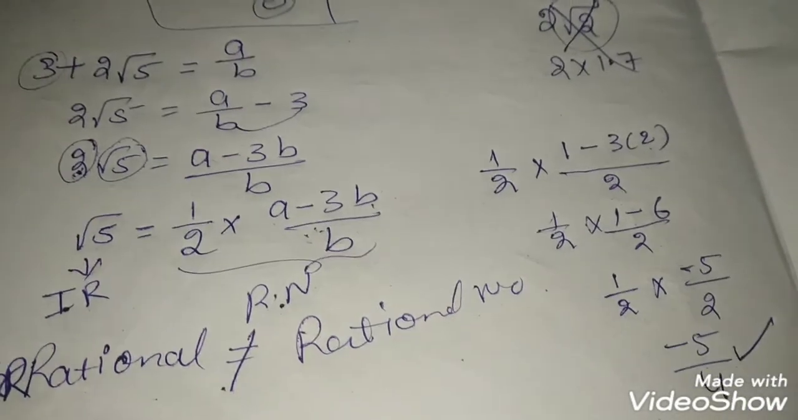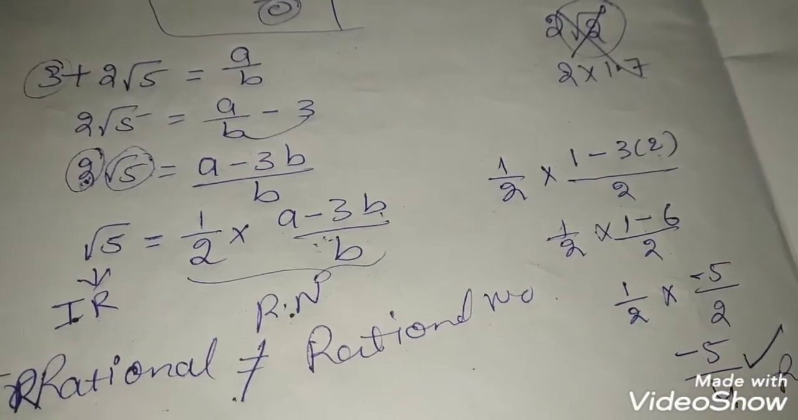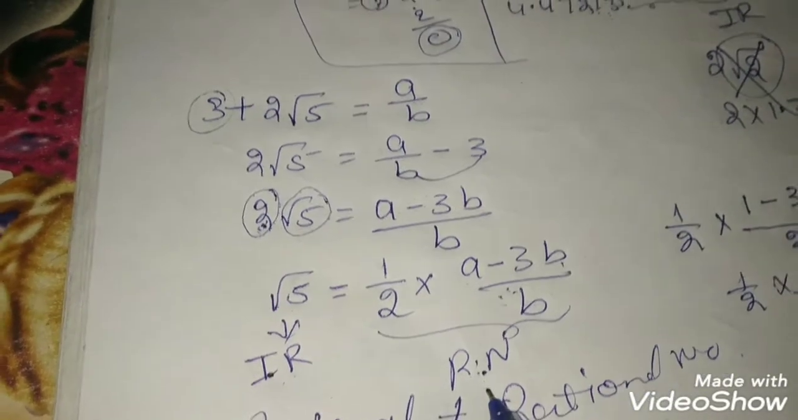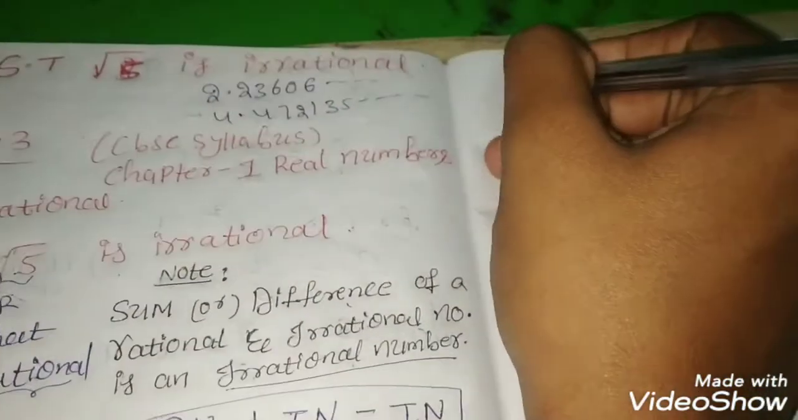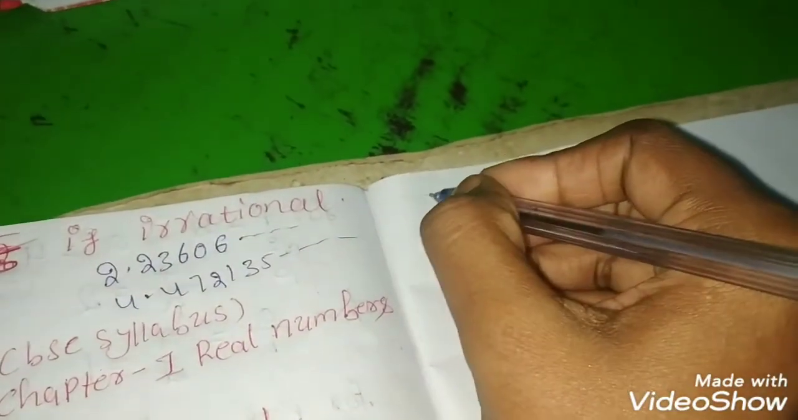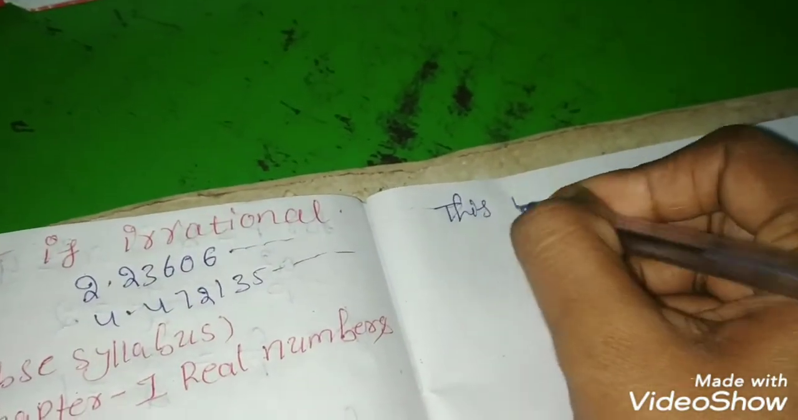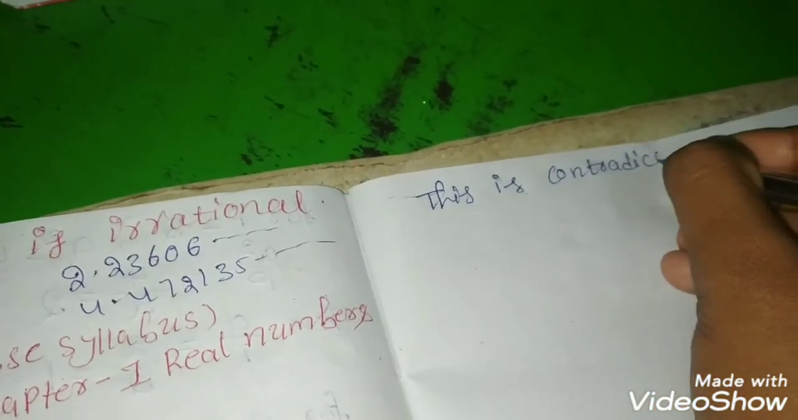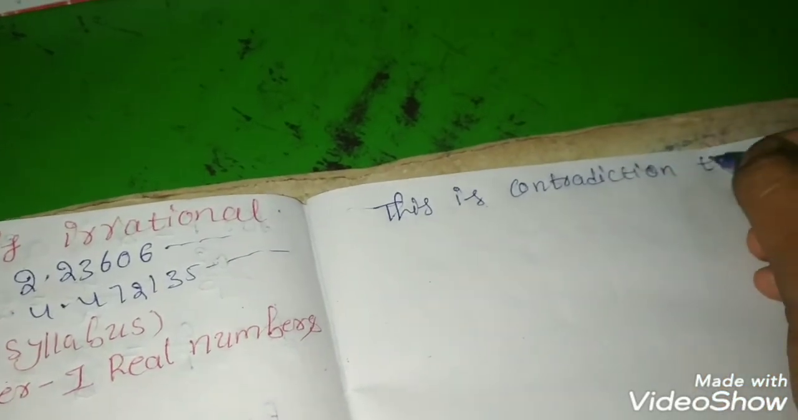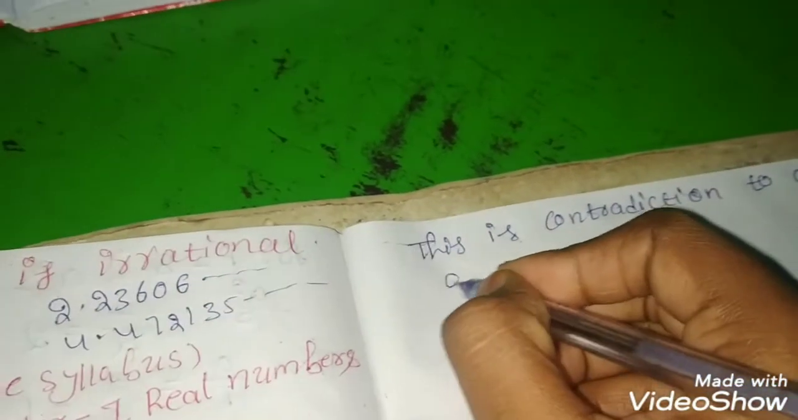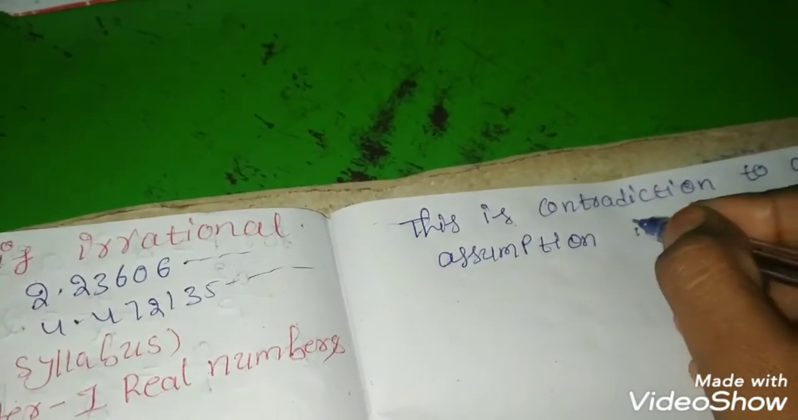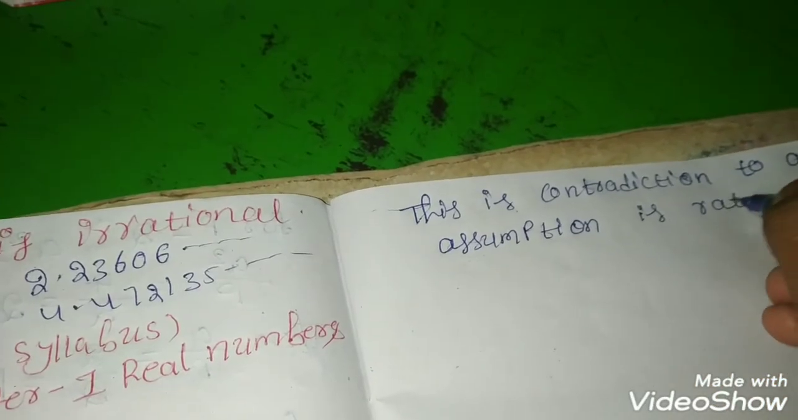This is a rational number. So this is also a rational number. So irrational number is not equal to rational number. So how can we write the conclusion? This is a contradiction. Why is it a contradiction? This is a contradiction to our assumption, to our assumption is rational.